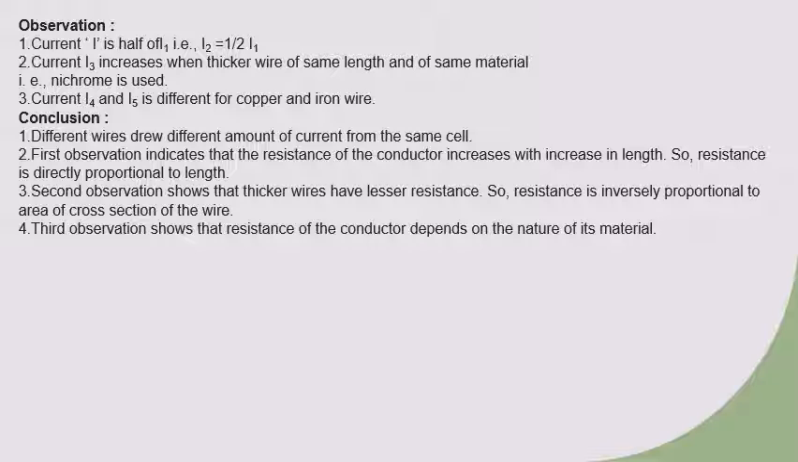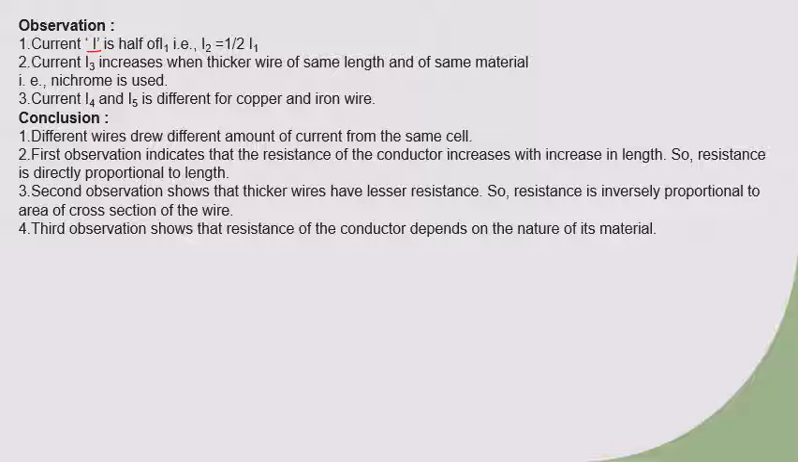When I replace the first wire with the nichrome wire of double the length, I found that the reading is half. Okay, the current I is half of I1. So in the I2 case, the current is half of I. It means that when I double the length, the flow of the current is less. It means this wire is giving more resistance.